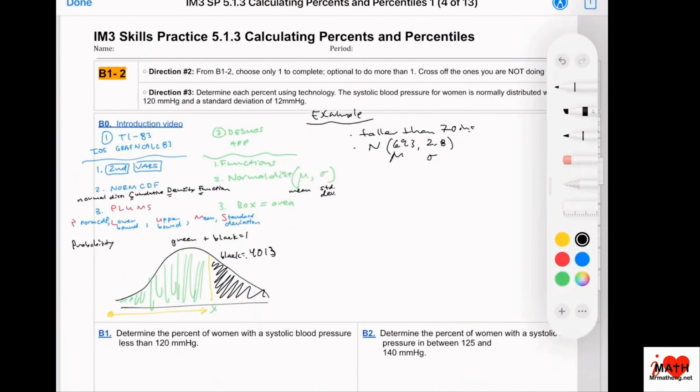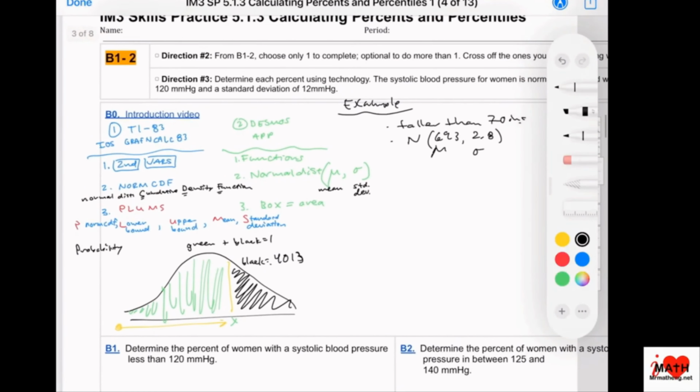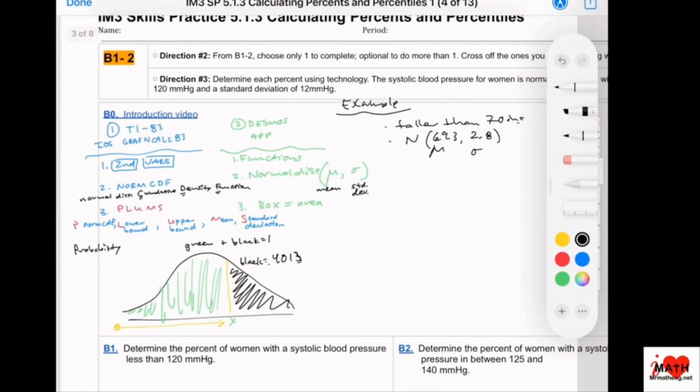In this case, again, we wanted the heights of men who are over 70, and that was the black area, and we found it in two ways, using either Ti-83, Graphing Calc 83, or if you have a regular Ti-83 calculator, you can use that, or any Ti-84 Plus, all that stuff, or the Desmos app.